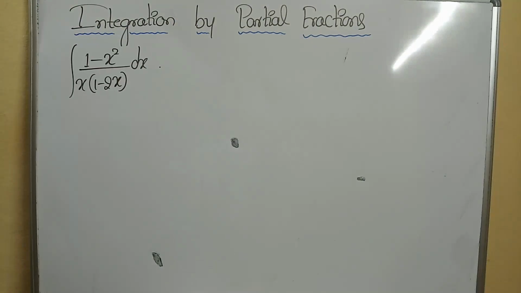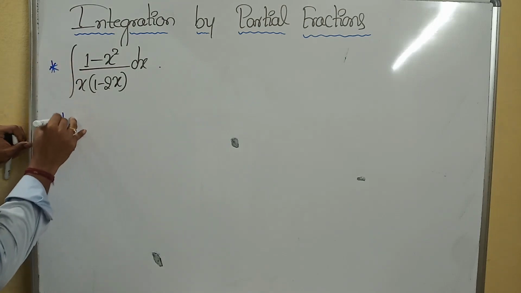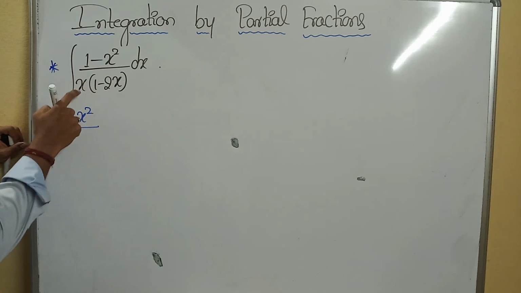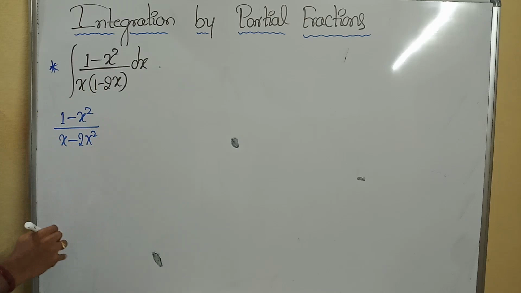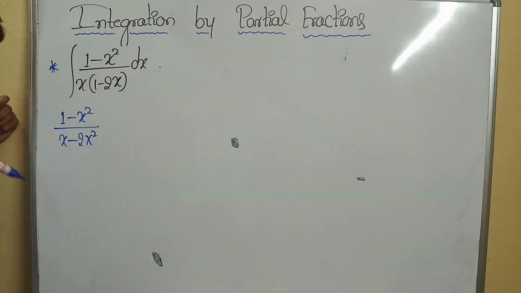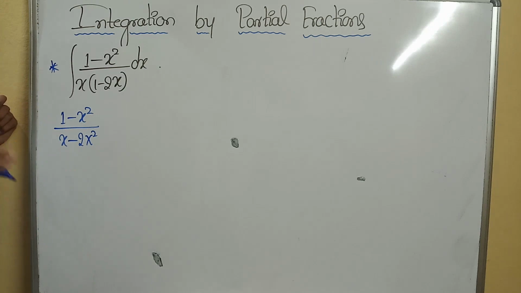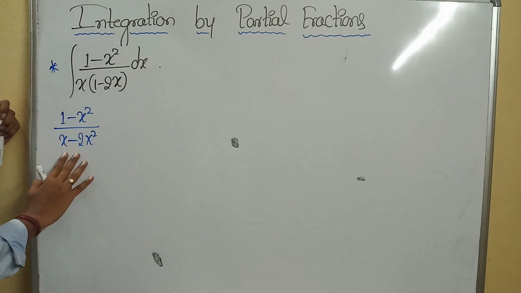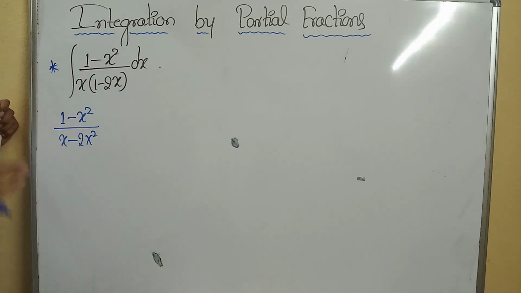Observe the next example here. Okay, I'd like to write that 1 minus x square; in this denominator I'll multiply x into 1 minus 2x, which is x minus 2x square. Degree of numerator is 2, degree of denominator is also 2, which means the given fraction is an improper fraction. You must know an improper fraction cannot be resolved as a partial fraction. For that reason, what we need to do is convert the improper fraction to a proper fraction by the actual division method.